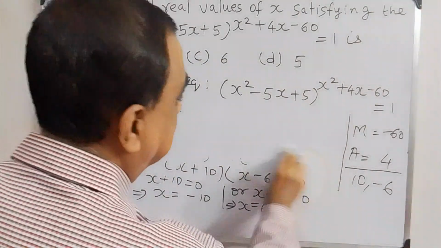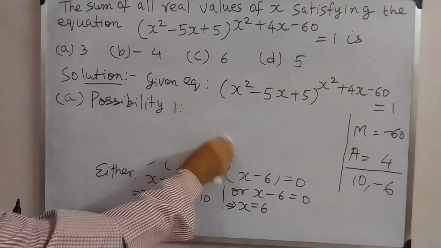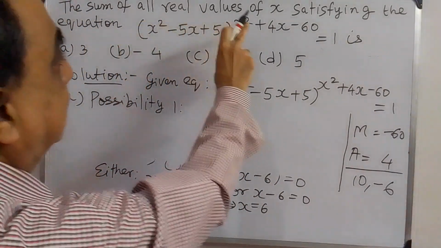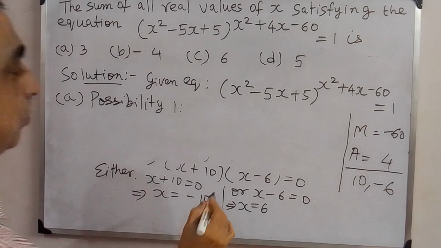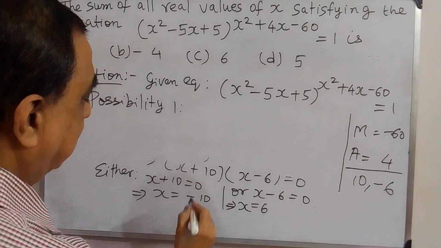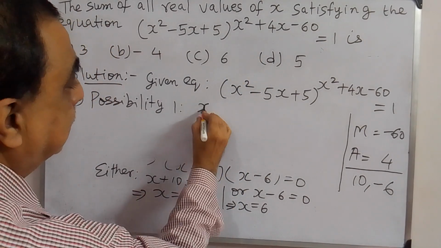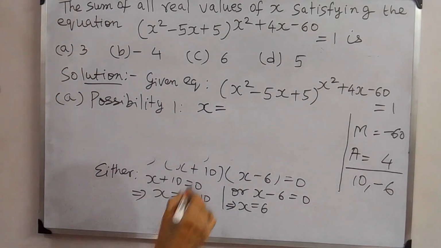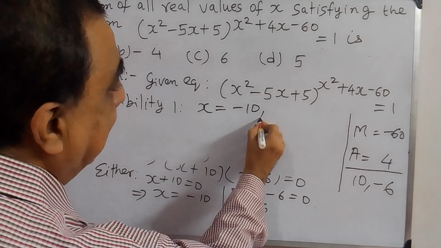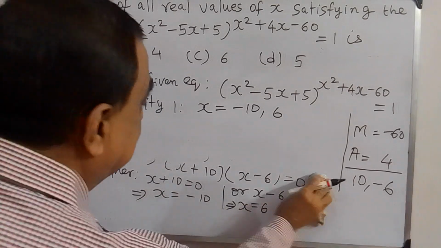At the top, because we will add them up in the last, since it is asked to us the sum of all the real values of x. So from here what values of x have I got? Minus 10 and 6.